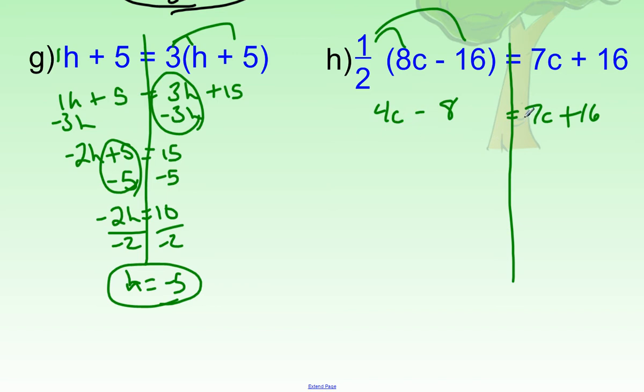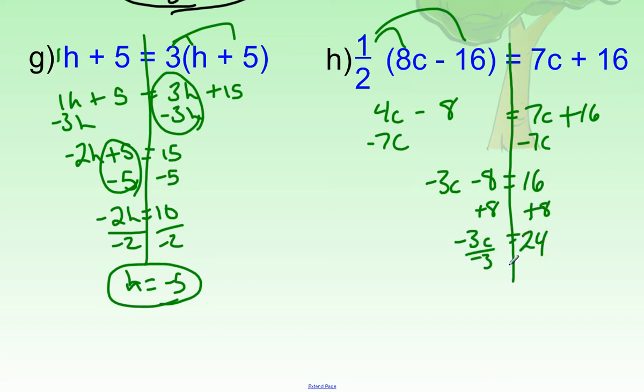So I've got variable on both sides. Get rid of the one on the right. Minus 7c, minus 7c. Give me negative 3c. Everything else just comes along for the ride. Getting rid of the negative 3 will be last, so getting rid of this minus 8 will be first. Add 8 to both sides. Negative 3c equals 24. And then divide by negative 3 on both sides. C equals negative 8.